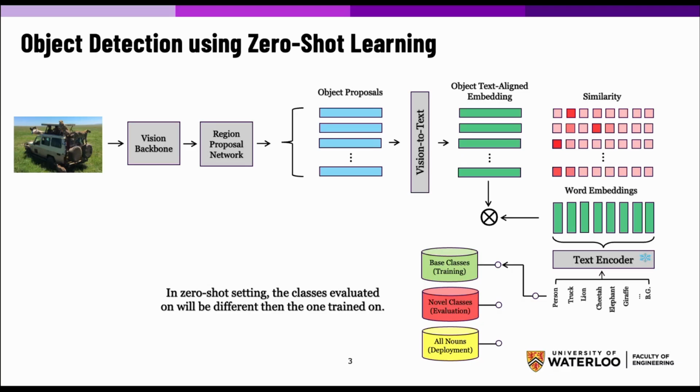So in a zero shot setting, I mentioned before that the classes we train on are not necessarily the classes that we see during test time, and even during deployment, potentially you see way more classes. So that's something I note here.